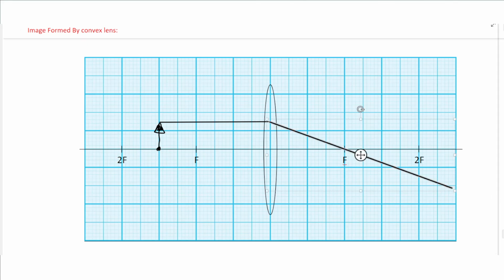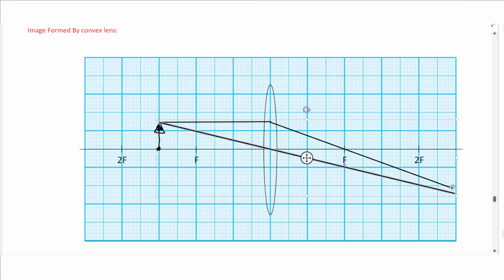And the other ray, which passes through the optical center, passes straight through. It does not bend, and you keep extending these rays until you reach the intersection point of the rays. You draw an arrow before the lens and an arrow after the lens, and the intersection point represents the head of the image, and the tail of the image is actually on the principal axis.